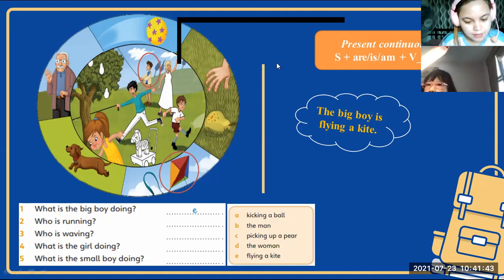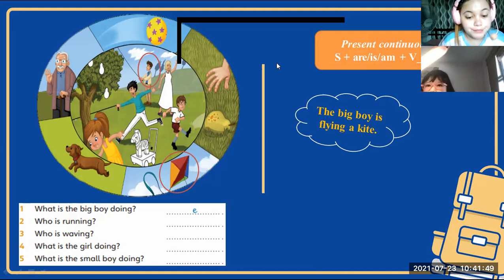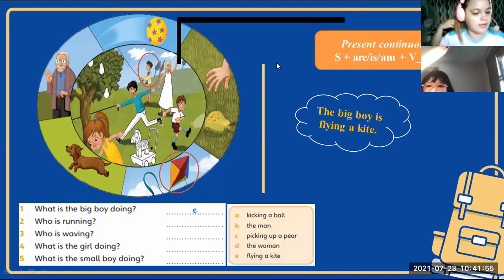Oh, wait a minute. Okay, again. So here are some choices. Okay, I didn't see it. So you choose a letter here for your answer. Okay, so number one is letter E, flying a kite. How about number two, who is running? What letter? A, B, C, or D? Who is running? The man. Yes, correct.